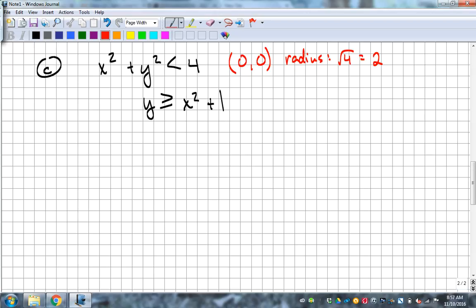Okay, so those are the things you need to know. So whatever number's over here, take the square root of it, that's your radius. Okay, and that makes it easy to graph. Maybe not easy to draw, but easy to graph.